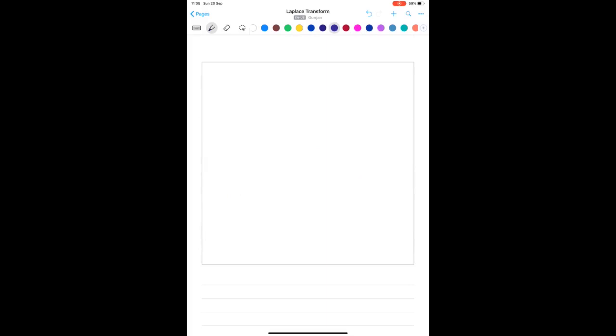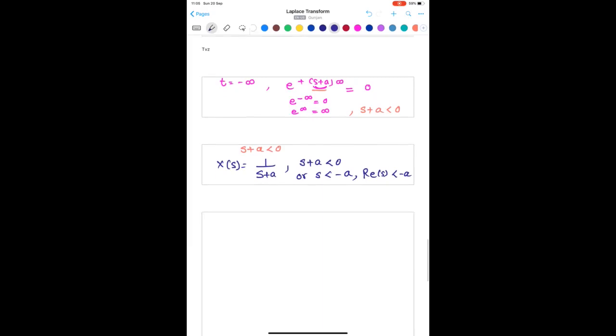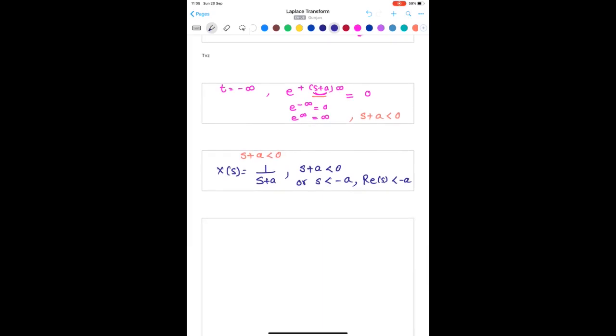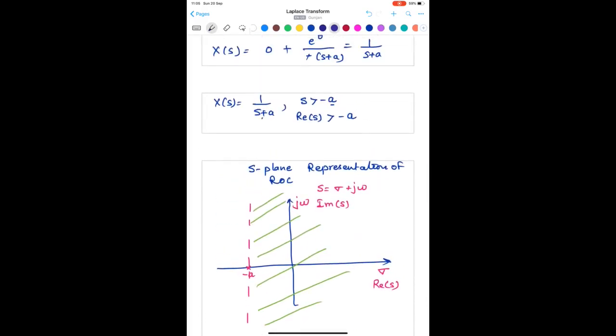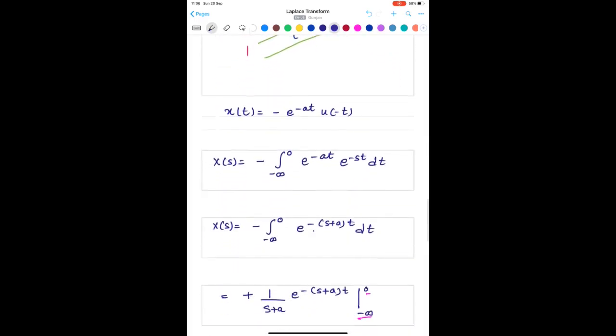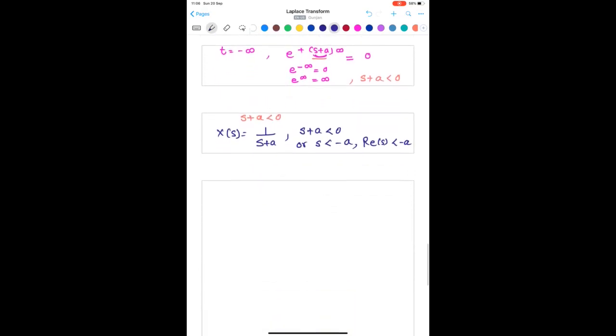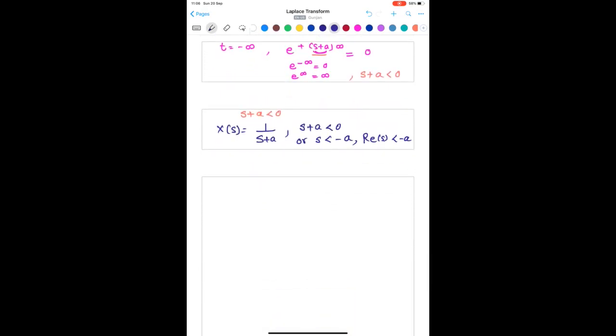Now here one more thing which I want to highlight here is that if you see the x of s of this is equal to 1 upon s plus a, and x of s which we find out here is also equal to 1 upon s plus a. That means for both of them, both the signals e raised to the power minus at u of t and minus e raised to the power minus at u of minus t, they have the same Laplace transform. The only difference is they have different regions of convergence.